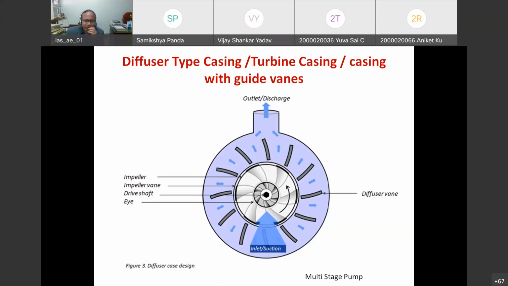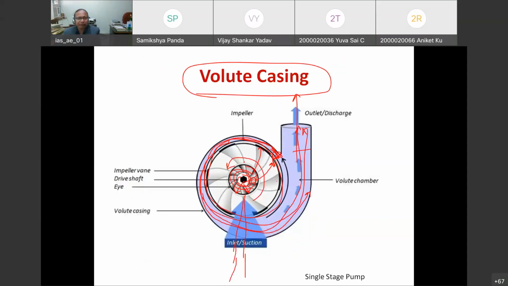Okay, okay. So if you see this diffuser type of pump, in the earlier volute type of casing, you have seen the area surrounding the impeller is increasing, or you can say it has a variable cross-sectional area. So there is more area at the starting, and at the delivery side the area is increasing. This type of scenario is there.